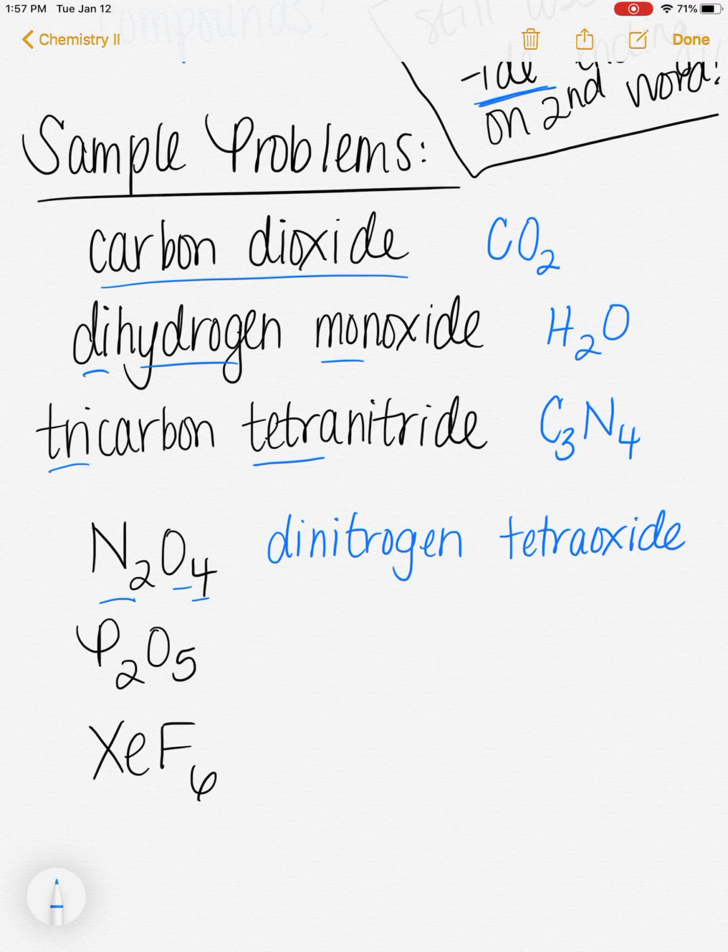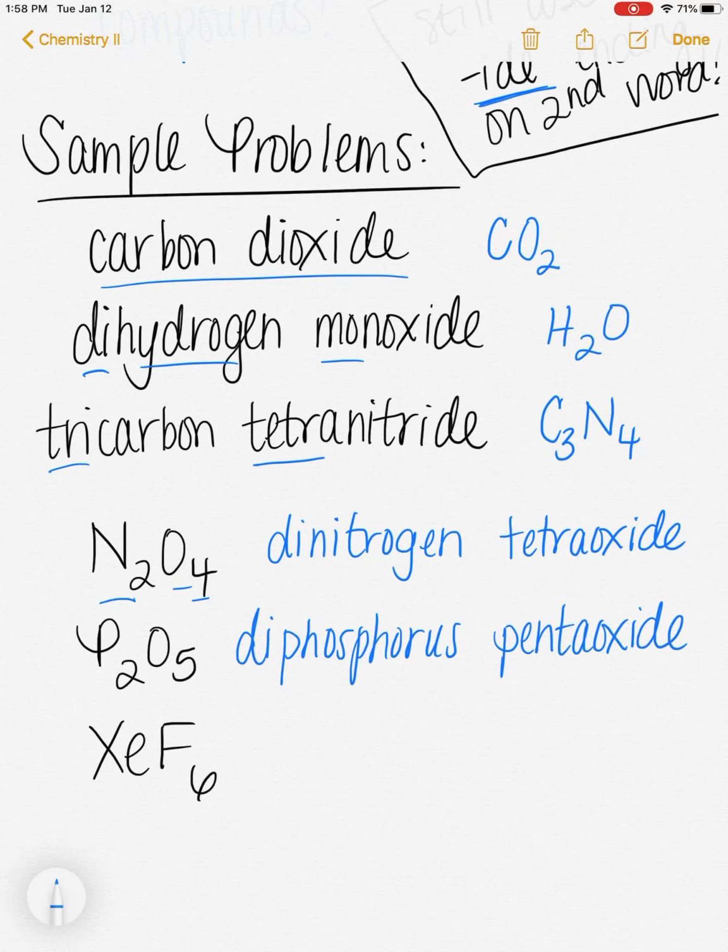P2O5. I'm still going to use the di prefix, but this time I have phosphorus, so diphosphorus. And then I have 5 oxygens, so the prefix for 5 is pentaoxide. So P2O5 would be correctly named as diphosphorus pentaoxide.